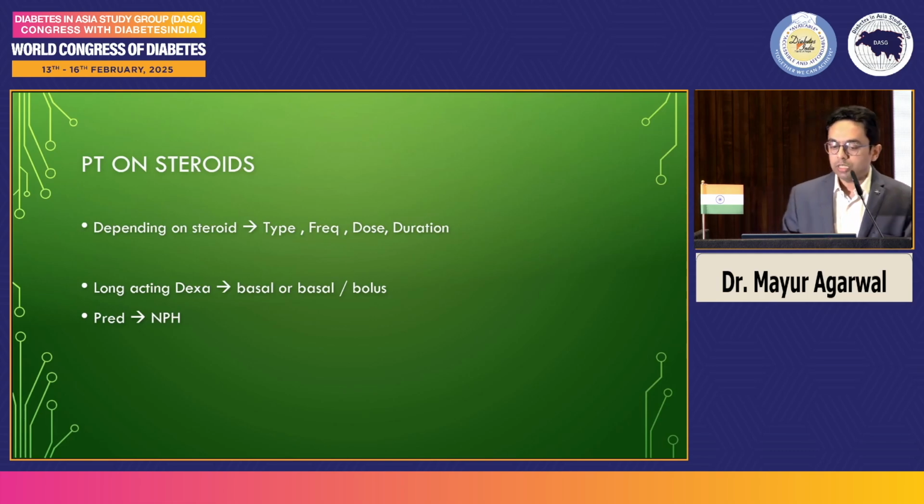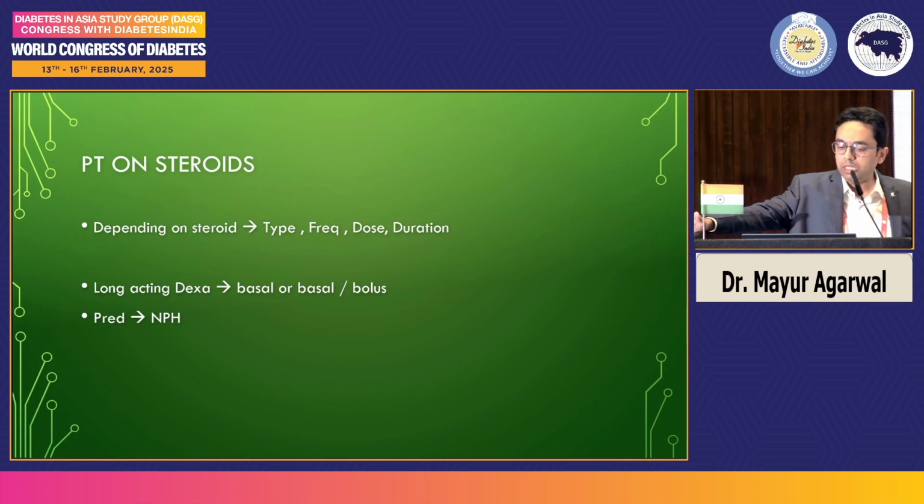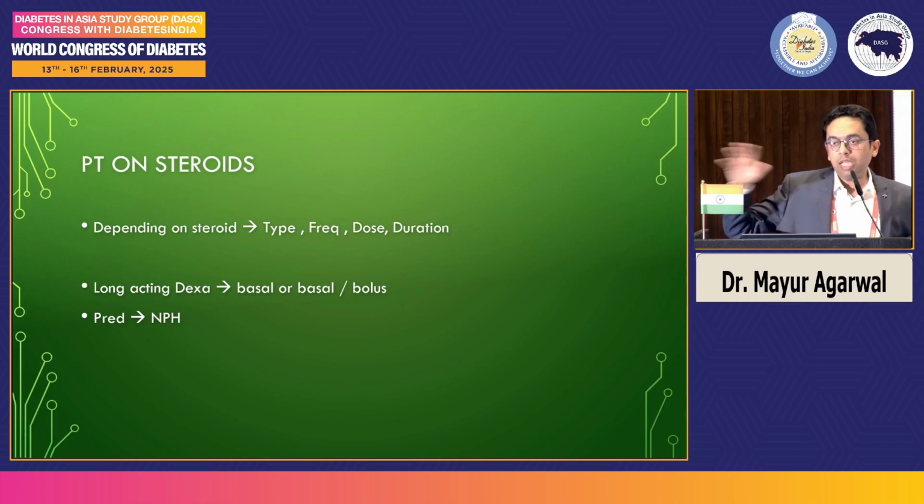Now let us discuss the hospitalized patient on steroid. Depending on the type, frequency, dose and duration of the steroid, the insulin would vary. If the patient is on a long acting steroid like dexamethasone, you will probably require a basal insulin. If the patient is on prednisolone, Wysolone, Omnacortil, all those, then the half life of that drug will coincide with NPH.